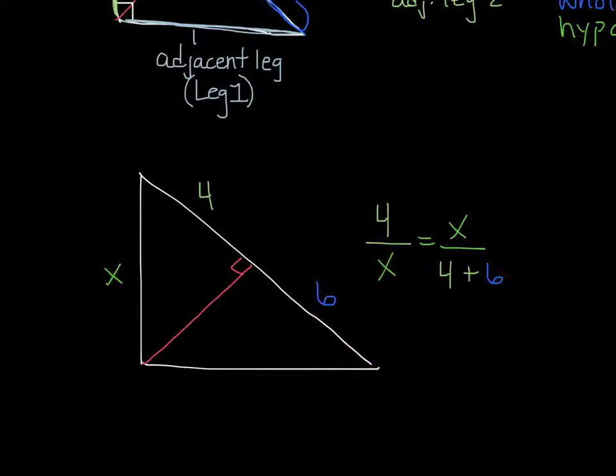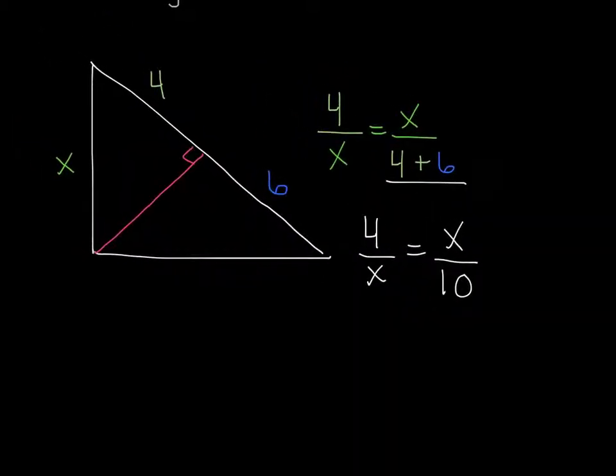So this top segment, 4, is to the adjacent leg, x, as the adjacent leg, again the geometric mean, is to the whole hypotenuse, 4 plus 6. That's how I'd set that up. I could continue and say that 4 over x is equal to x over 4 plus 6, that's 10. And then I could just solve that way.